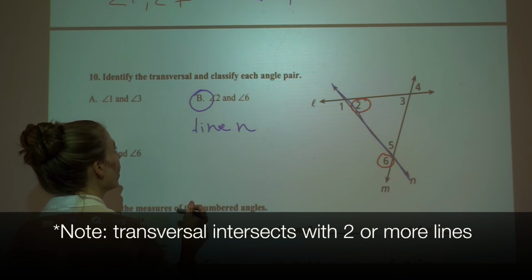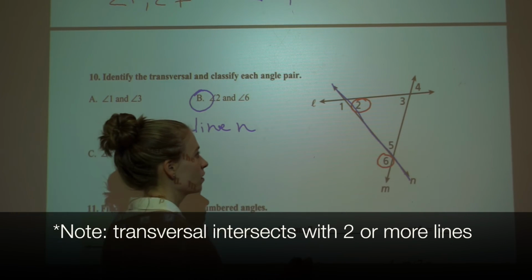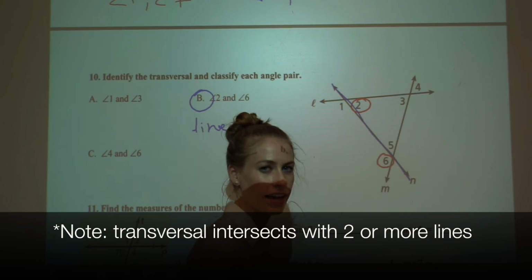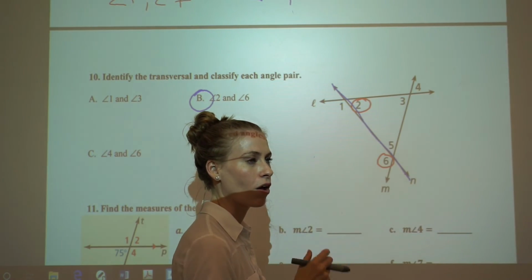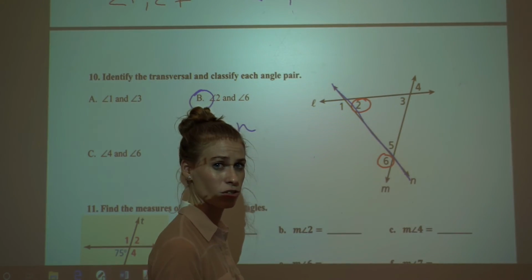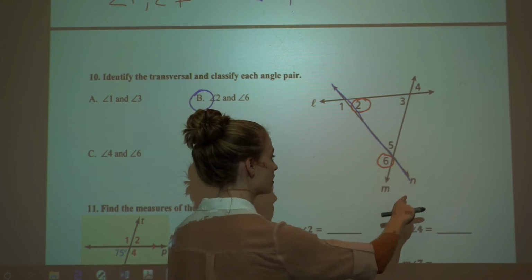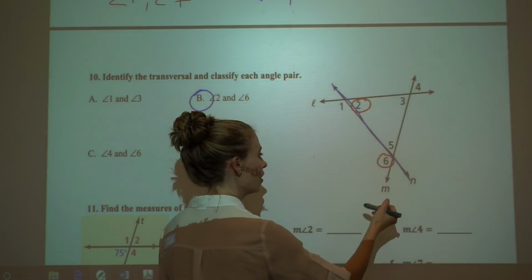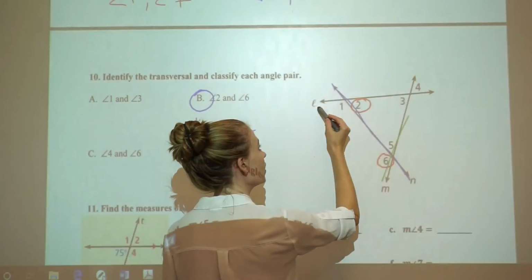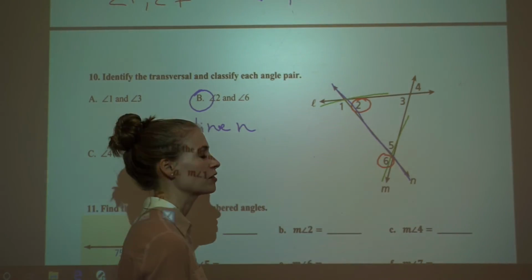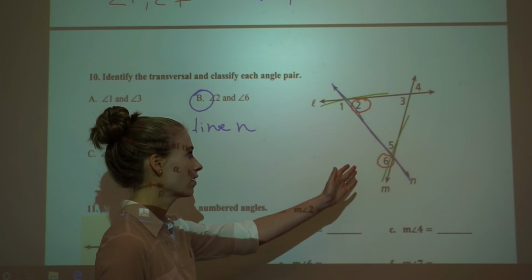Okay, now I need to identify the pair. So I know they're on the opposite side, so we're dealing with alternate, either interior or exterior. So let's try to figure that out. All right, so if this is my transversal line, and I know that this line and this line have to be my lines that are intersecting with it.